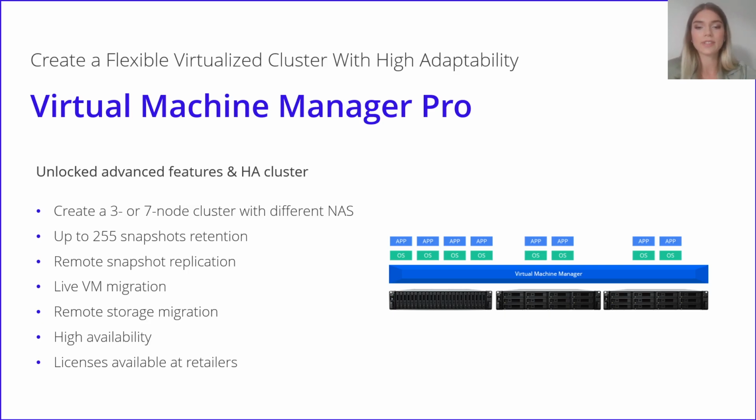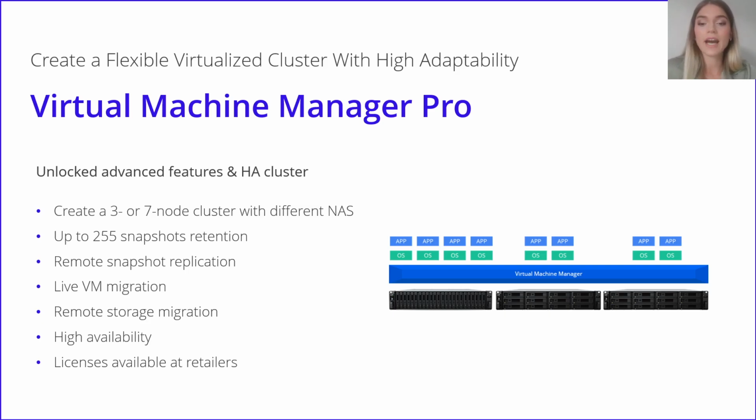You can create different clusters with either 3 nodes or 7 nodes, so 3 or 7 machines. And VMM Pro also gives you additional advantages. You can get up to 255 snapshot retention compared to 32 in classic VMM. You can remotely replicate these snapshots inside the cluster onto another host. You also get live virtual machine migration and remote storage migration. The licenses are available at our retailers, so feel free to contact us if you need any help with this.